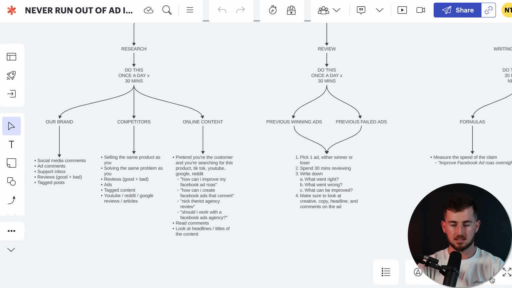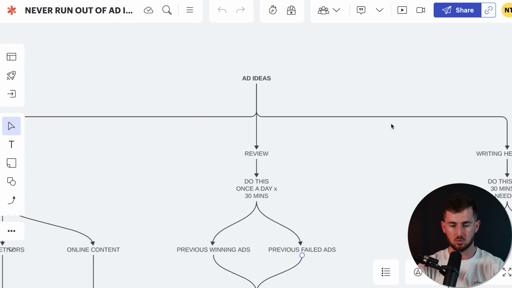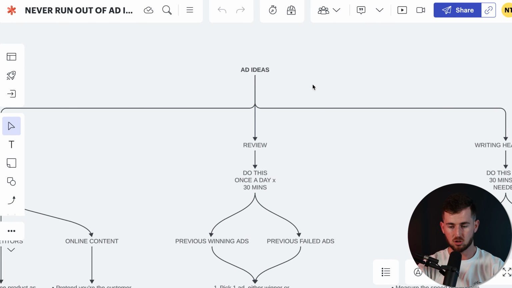Well, today I'm going to be showing you our exact process we follow to continuously get ad ideas for brands we work with. So with that being said, let's dive into the video. So here is kind of like what an overview looks like. This is just basically ad ideas right here.